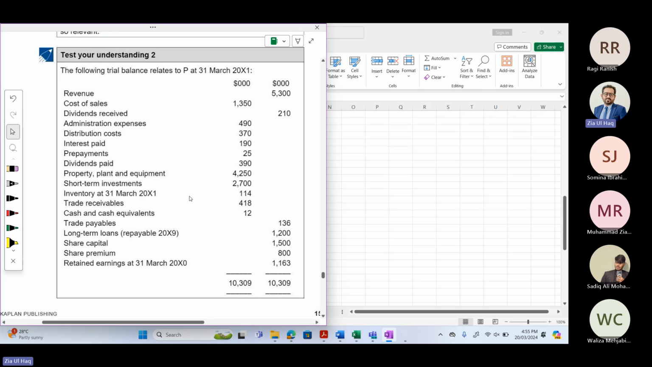Inventory at 31st March means this is closing inventory, not opening inventory, because the year end is 31st March, so the closing inventory figure is given here under current assets because cost of sales is already calculated. And trade receivables, current assets; cash and cash equivalents, current assets; trade payables, current liabilities; long-term loans, 1200, long-term liabilities; share capital opening balance, share premium opening balance, and retained earnings opening balance. There is no revaluation surplus.